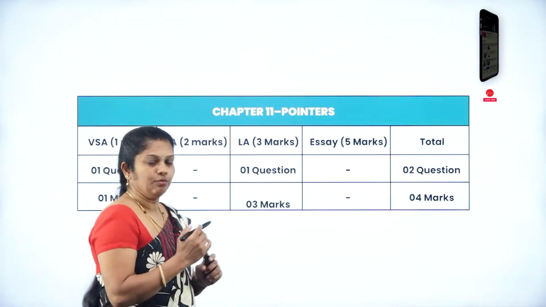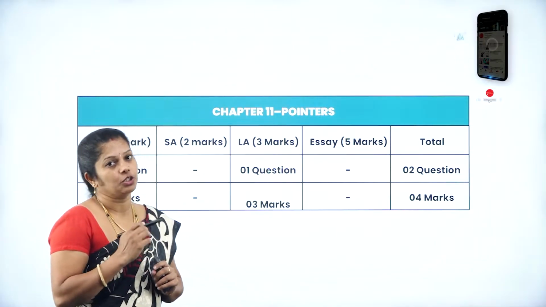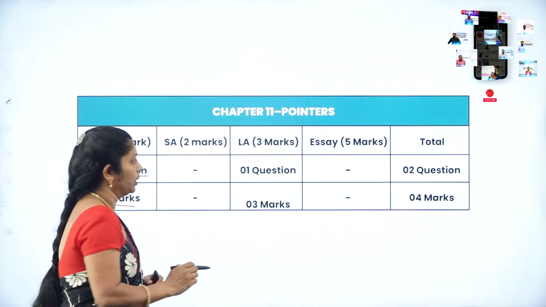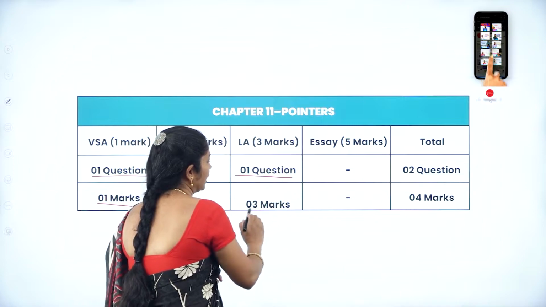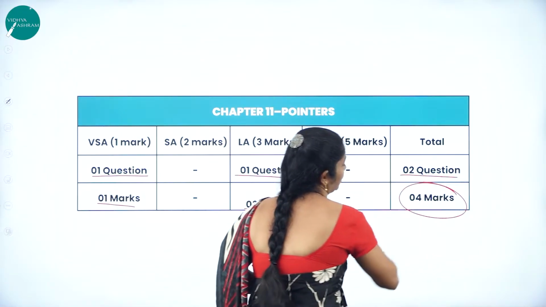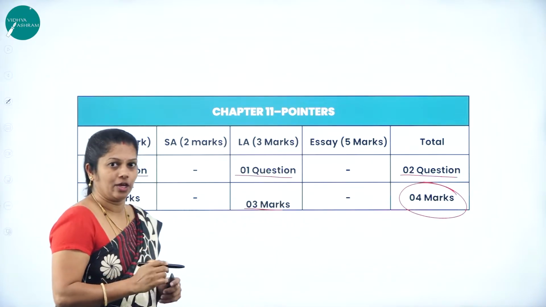In the annual exam, from this chapter, you can expect two questions. One is in part A for 1 mark and one more question in part C for 3 marks. Totally 2 questions you can expect. The total weightage of this chapter is 4 marks in the annual exam.